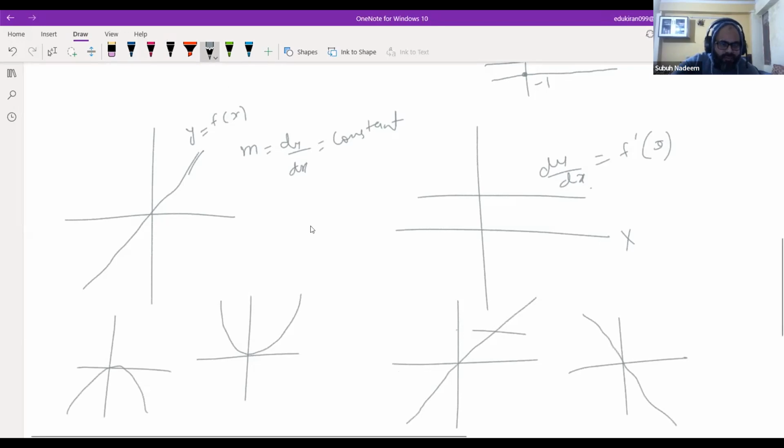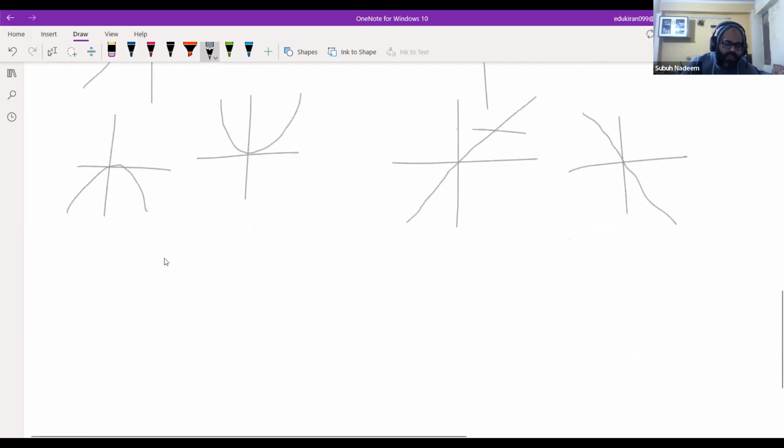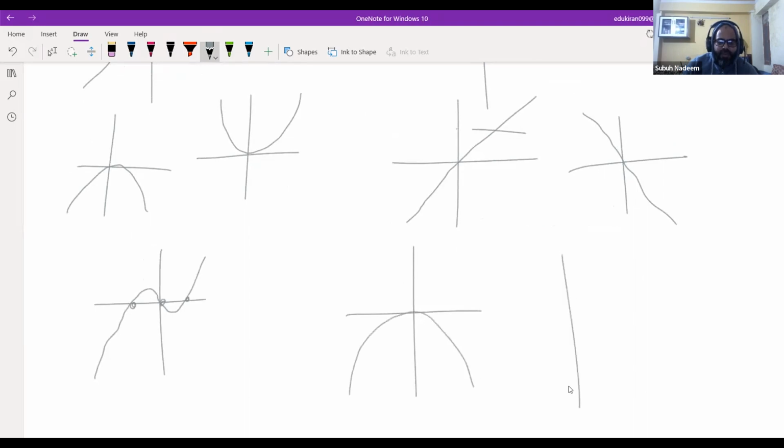So you can see that one degree decreased. Now, what happens in a cubic? It may be like this cubic, then its derivative will be quadratic. Either it could be like this, or like this. So this shows quadratic. That is why, if you take a cubic function, its derivative is quadratic. If you take a quadratic function, its derivative is linear. If you take a linear function, then its derivative is constant.